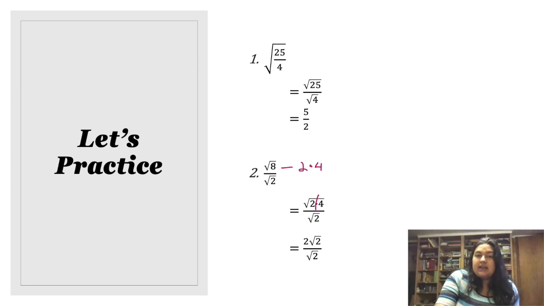But can you see that something cancels? I hope you see it because it's right there. The square roots of 2 cancel. And when they do, you're just left with 2. Okay, awesome job. Hopefully that practice helped.